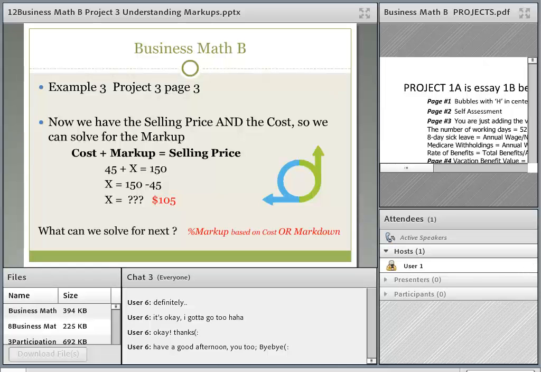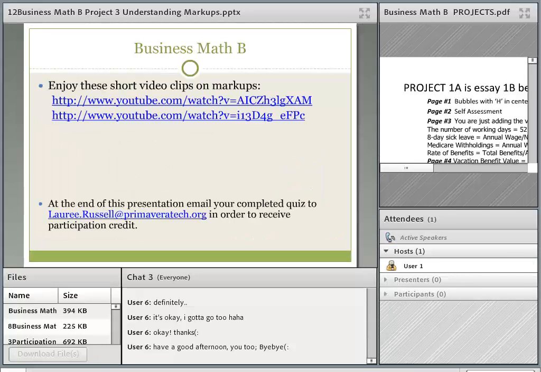solve these different problems. Okay, so now on the same line, what can we solve for next? Can we solve for the percent markup based on the cost, or the markdown? What would you try to work on next? Okay, you need to look at the formulas below to make that decision, what you're going to do to solve for that.